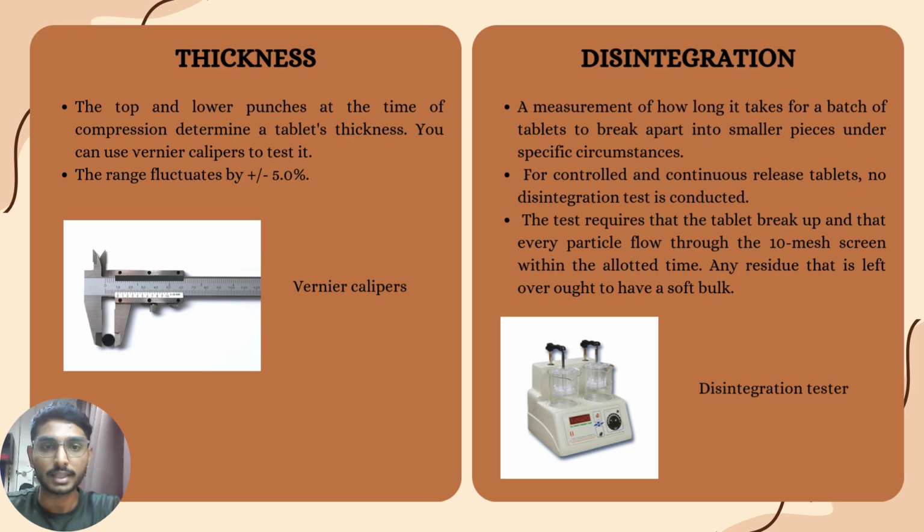The next is disintegration, which is a measurement of how long it takes for a batch of tablets to break apart into smaller pieces under specific circumstances. As for the controlled and continuous release tablets, no disintegration test is conducted. This requires the tablet to break up and every particle to flow through the 10 mesh screen within the allotted time. So this is the disintegration tester that is used for this process.